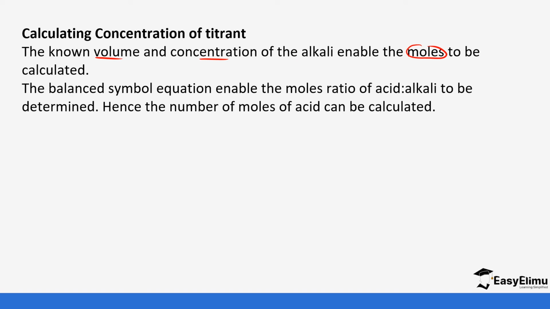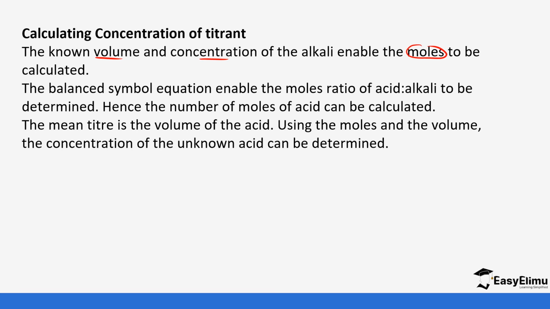So a balanced symbol equation enables the mole ratio of the acid and alkali to be determined, and the number of moles of acid can be calculated. So the mean titre is the volume of the acid, and then using moles and volume, the concentration of the unknown acid can be determined.